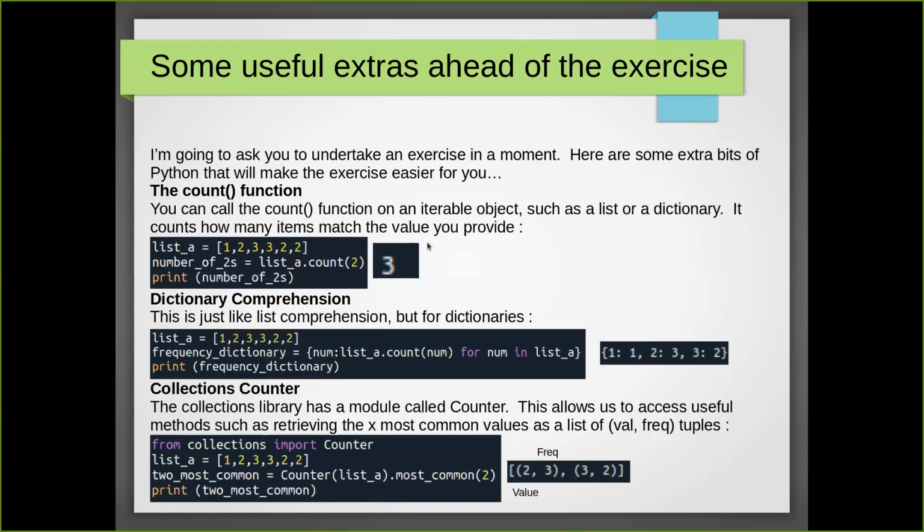particularly find useful for this next exercise. So that's a big hint there. You may want to use these things in just a moment. So the count function to count how many items in something like a list or any other iterable object match a certain value. A dictionary comprehension, which works just like a list comprehension but sets up a new dictionary. And the collections counter, which allows us to do handy things like grab the X most common values.